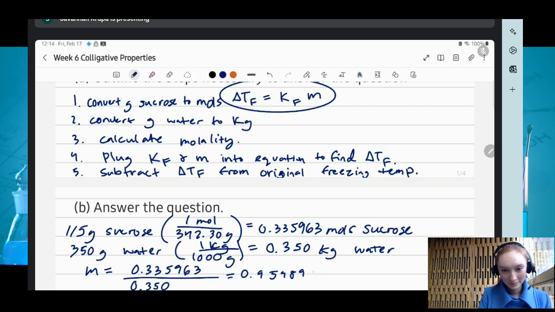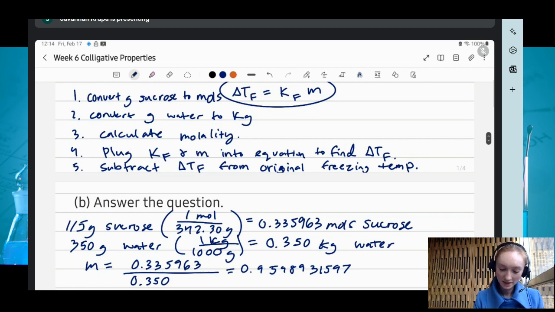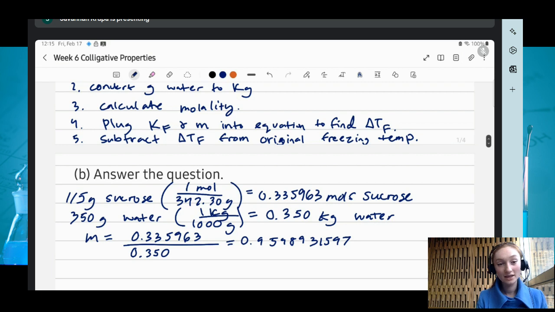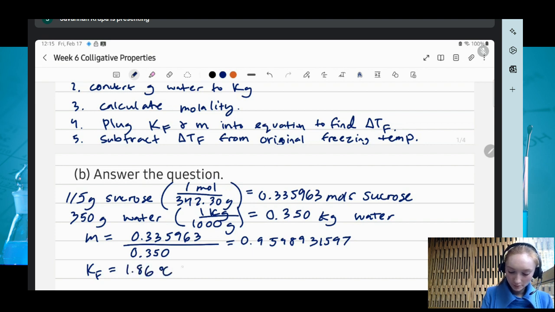I carry a lot of decimal points so that there are no rounding issues, but you could probably stop at 5 decimal places. That's just the way I like to calculate these. So now that we have the molality, we'll multiply that by the KF value, which is 1.86 degrees Celsius per molality, and that is the KF value for water because this is the solvent in this situation. So let's multiply those out to find the change in temperature.